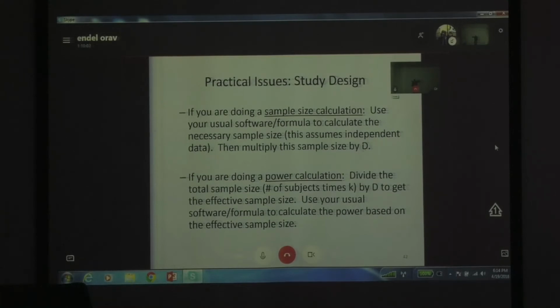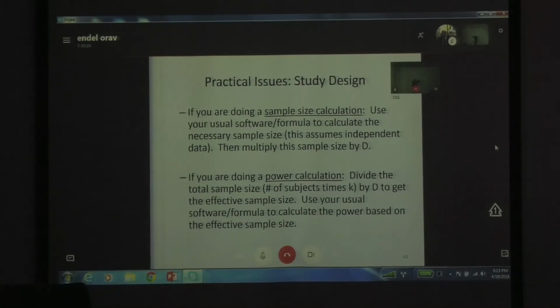So this is the penalty or the benefit you'll get from the correlation. So use your usual formula and then multiply by D. If you're going to do a power calculation, take the sample size you have available, divide it by D, and then use your usual software or textbook formula to calculate the power based on this effective sample size, not on the initial sample size. So the translation is always through that factor D.